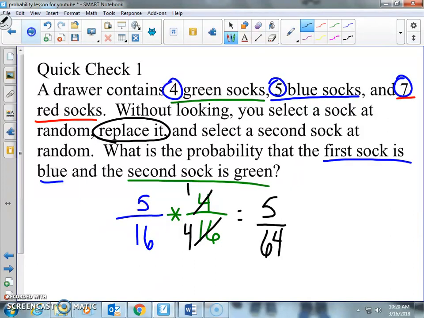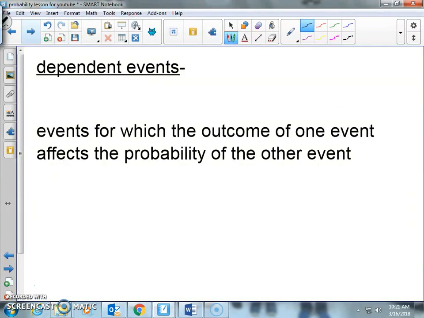That means if I conducted that experiment 64 times, in theory, 5 times, I would get a blue sock, replace it, and then get a green sock. That's independent events, or independent probability. Which takes us to dependent probability, or dependent events. Okay? That's events where the outcome of one event does affect the probability of the second event.